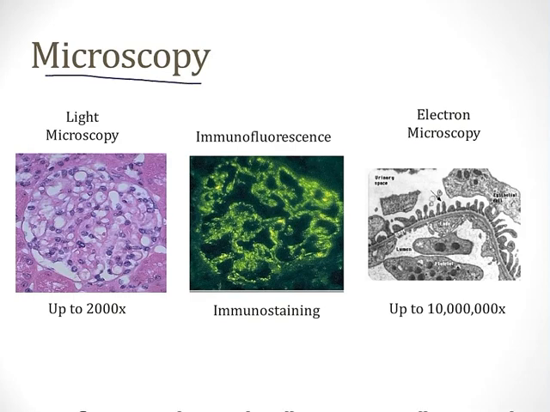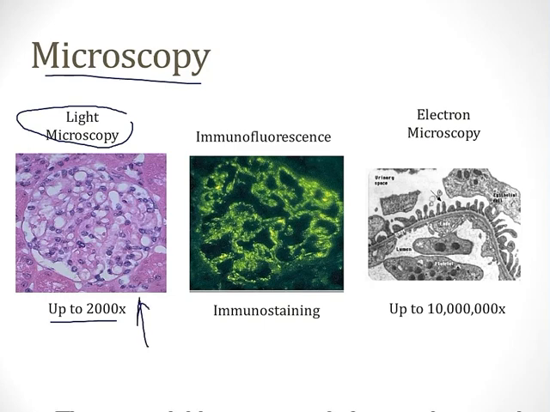So most glomerular diseases are diagnosed by doing a kidney biopsy. And once you biopsy the kidney, you have to look at it under the microscope to figure out which disease you have. And there are three techniques we use to discern the different glomerular diseases. The first is light microscopy, and that simply means using a basic stain and looking at it under the light microscope. And you can see magnifications up to 2000x this way. And here I've shown a picture of a normal glomerulus.